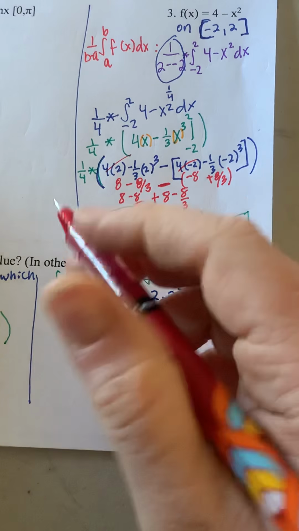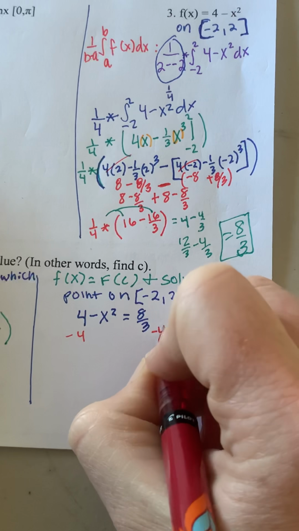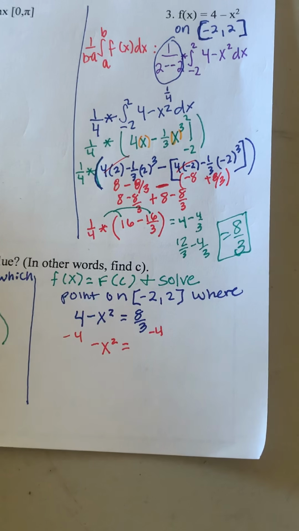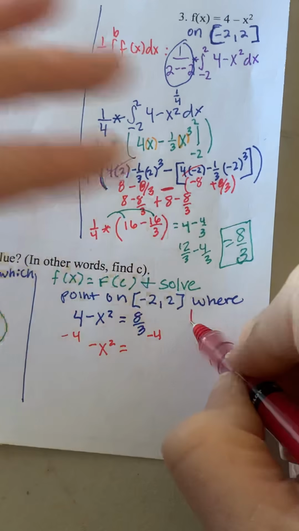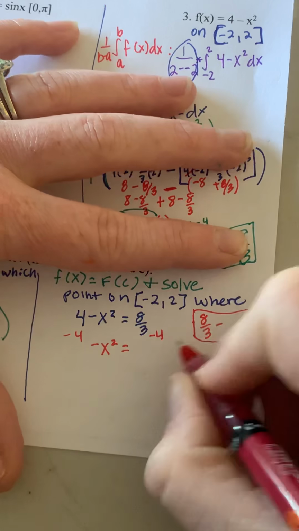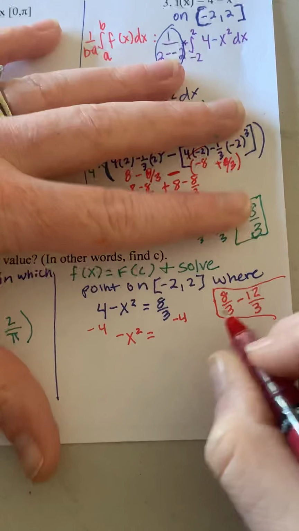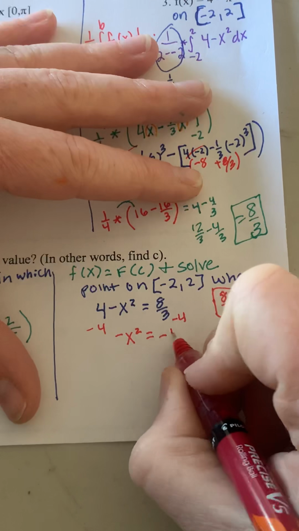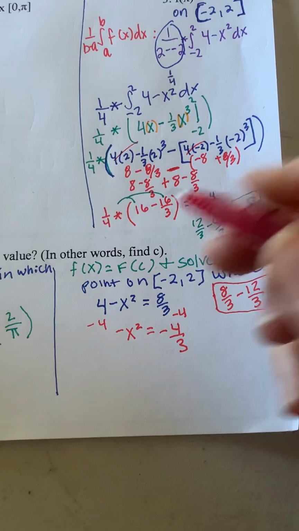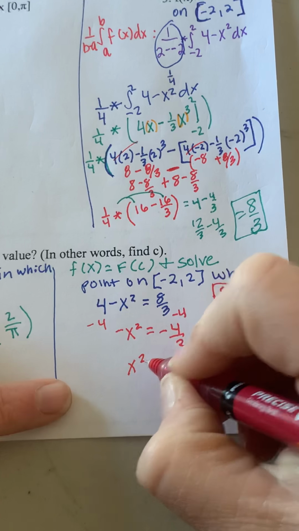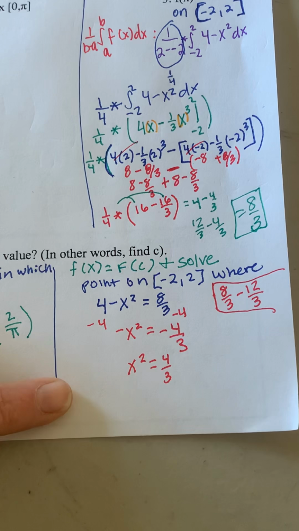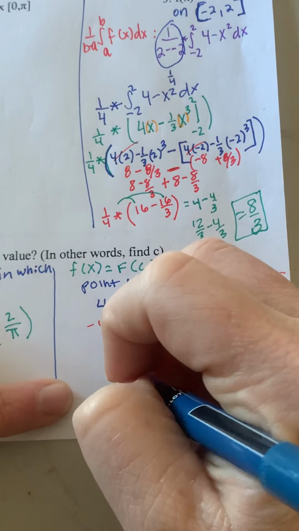Okay, so how would I find this? I'm going to subtract 4. So it'd be negative x squared equals, well, if we try off to the side to find what that is, 8/3 minus 4 is 8/3 minus 12/3. So that'll give me a negative 4/3. Okay. Then we're gonna divide out the negative and just get x squared equals 4/3. Okay. So how do we solve? We square root both sides.